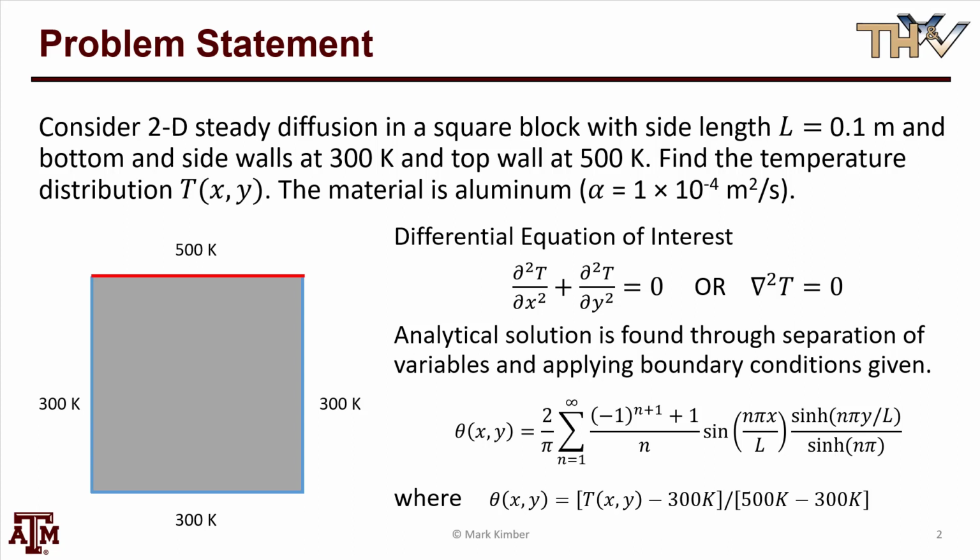This is going to be a follow-up tutorial to the most recent one. The problem statement for that tutorial is what you're looking at here on this slide. We had a solid block of material. The top wall is at 500K, the sides and the bottom were at 300K, and we were interested in finding the steady state distribution. A material property that we input into the OpenFOAM files was my thermal diffusivity, in this case 1e to the minus 4.